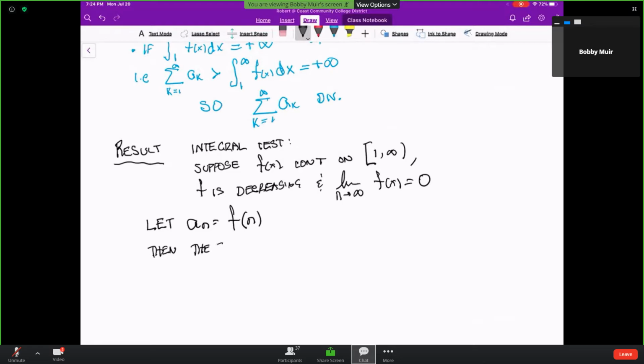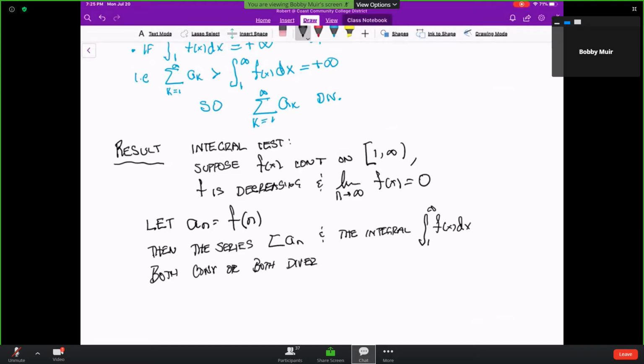the series, the sum of the a_n's, and the integral from 1 to infinity of f of x dx both converge or both diverge, meaning they do the same thing. Okay, we're going to have other tests with the same punchline, that the things do the same thing.